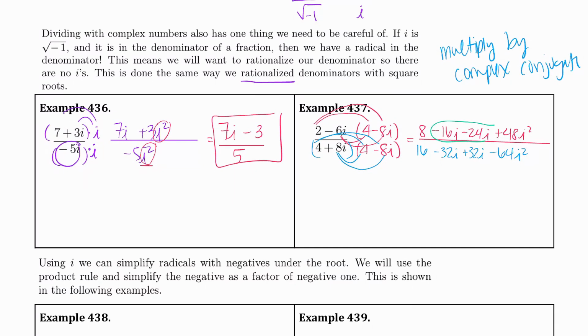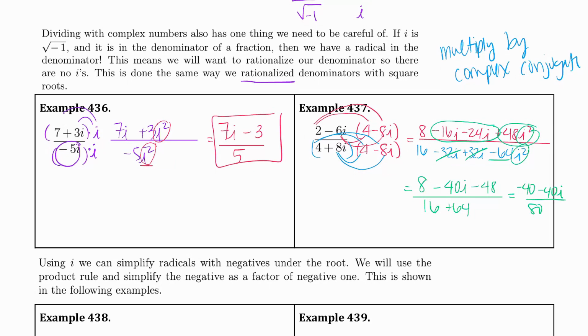On top, I can put these two things together. So I'm going to get 8 minus, let's see, that's going to give me 40i. And then right here, 48 times, remember this is negative 1, is going to give me minus 48. On bottom, this and this cancel, and I get 16. Negative 64 times negative 1 is going to give me plus 64. If we simplify again, 8 minus 48 is negative 40, minus 40i, divided by 16 plus 64 is 80.